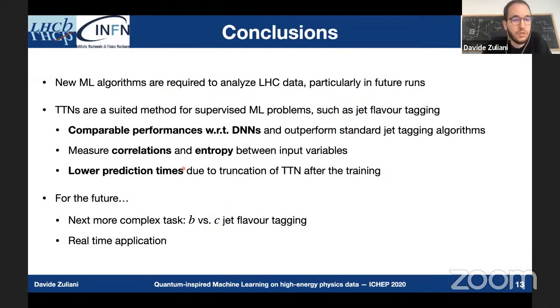Okay, so let me come to the conclusion. So we know that new machine learning algorithms are actually required to analyze LHC data, particularly in future runs where we would have a challenging environment. And we have just proved that tree tensor networks are actually a suited method to solve some supervised machine learning problems, such as the jet flavor tagging. We have comparable performances with respect to the deep neural network. And of course, we are outperforming the standard jet tagging algorithm, and we can measure correlation and entropy between the input variables in order to select the most relevant features. And we can also lower the prediction time by just truncating the tensor network after the training.